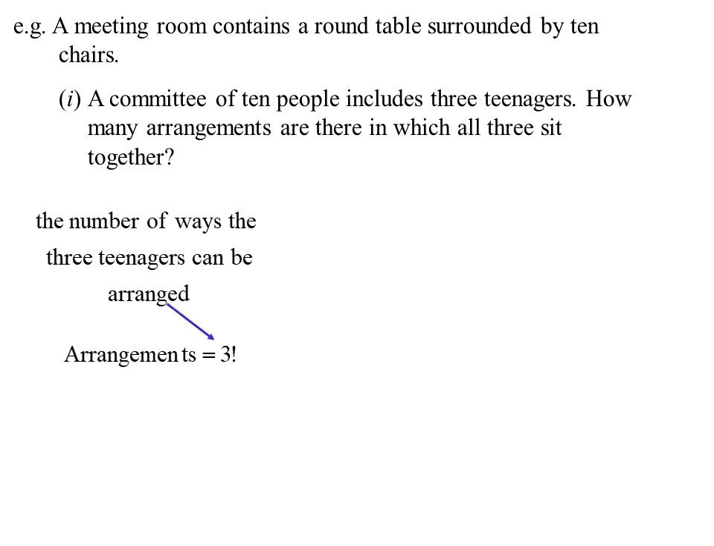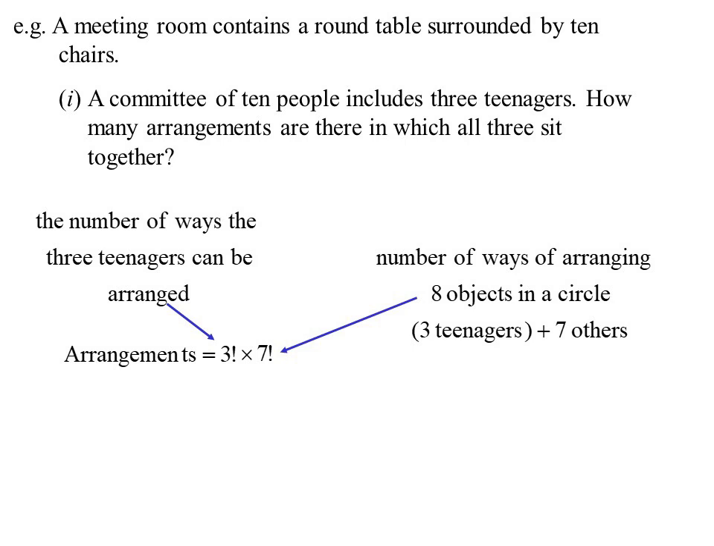They've got to be together. Well, first thing we do is, all right, you 3 want to be together. Organise yourselves in the order you want to be. 3 factorial ways of doing that. Now, we're going to place 7 others, plus the teenagers, so 8 objects in total, in a circle. If it was a line, we'd say 8 factorial. It's a circle, so it's 7 factorial. 1 less. There's our answer.